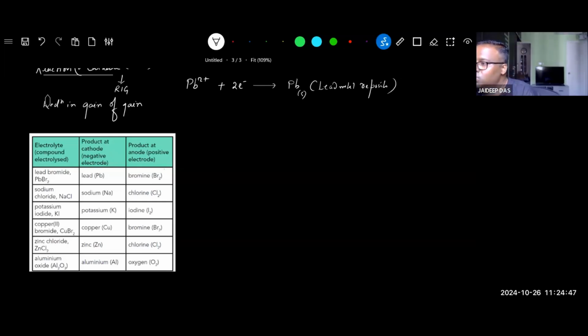Iska matlab, if you take sodium chloride in molten form also, you are going to get sodium and chlorine. If you take potassium iodide in molten form, well, then also I'll get these two. These are, if you take them in molten form. Copper bromide, only these two. Zinc chloride, only these two. Aluminium oxide in molten form is known as cryolite.